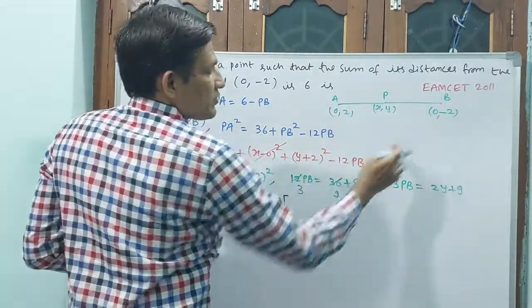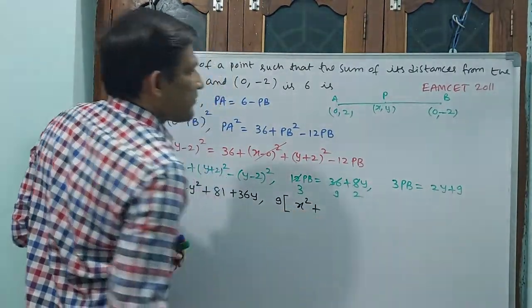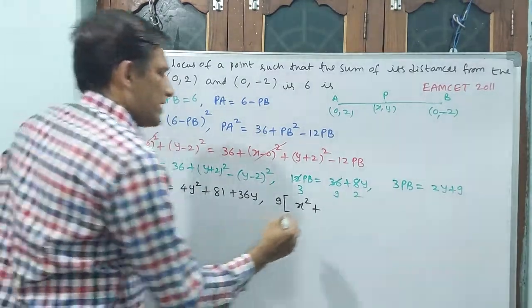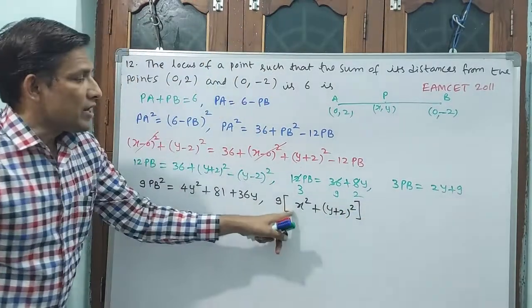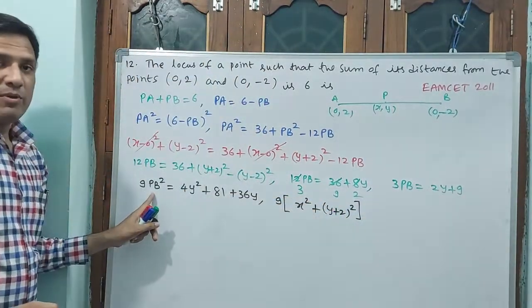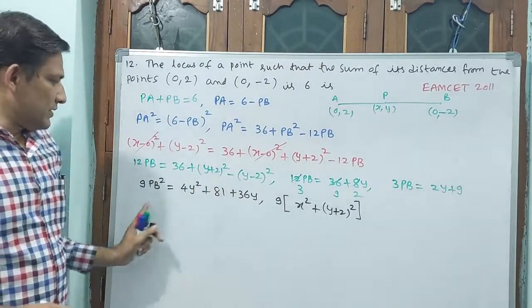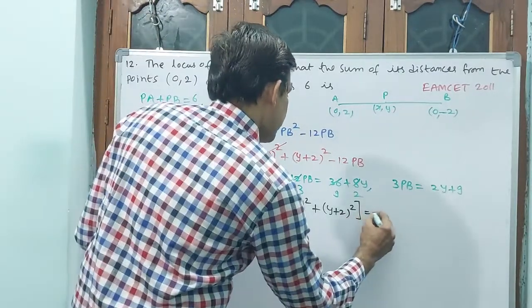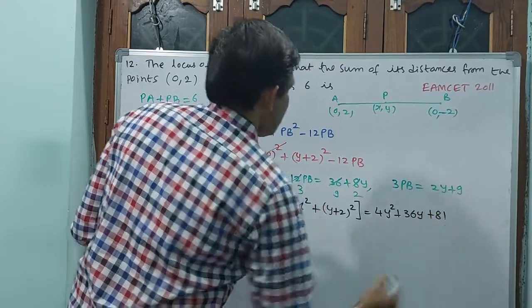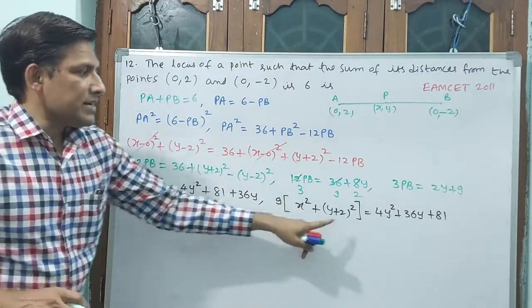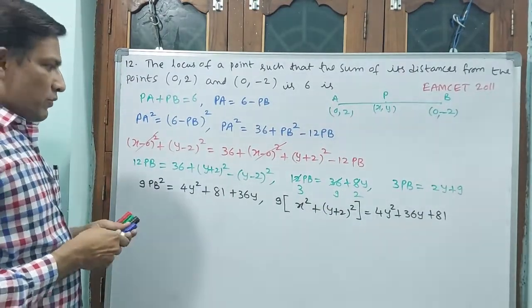PB square means X minus 0. Again, I don't write X minus 0. X square directly I am writing, X square plus Y plus 2 whole square. This you write. Y plus 2 whole square. Okay, see, you did not keep under root. Why? Because here square is there. PB square. PB means you have to keep root. PB square is there, you did not keep any root. Okay, this side 4Y square plus 36Y plus 81. See, here X square is there, here X square is not there, that you keep in our mind. Okay. Now, proceed further.